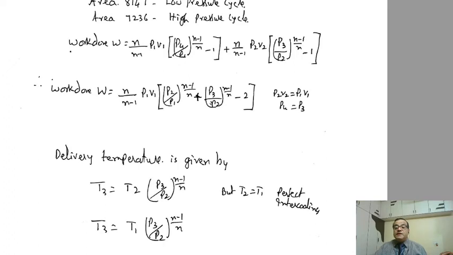Now, the delivery pressure temperature is given by T3 = T2 (P3/P2)^((n-1)/n). But T2 is equal to T1 because of perfect intercooling. Therefore, T3 = T1 (P3/P2)^((n-1)/n).